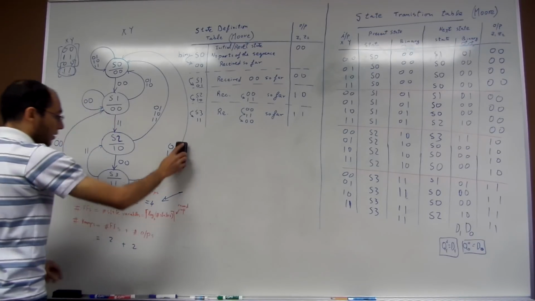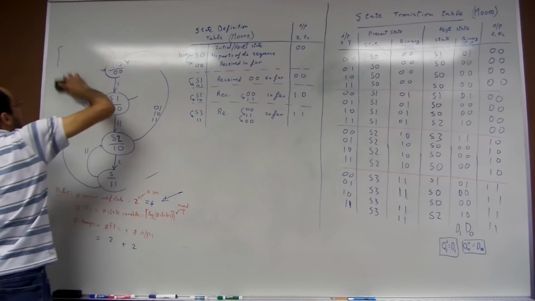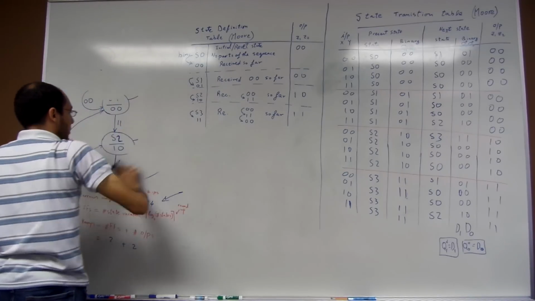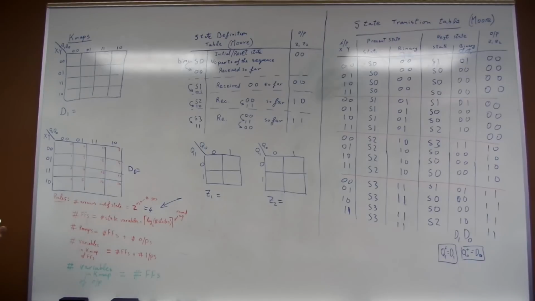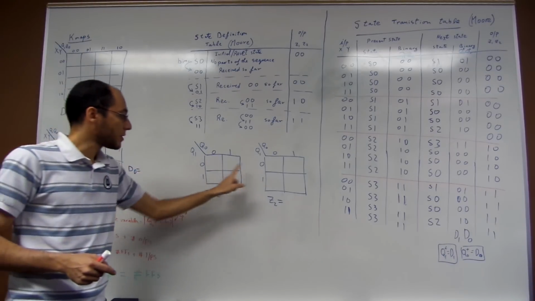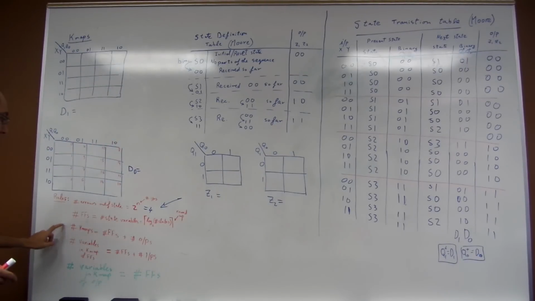Okay, let's erase this. We do not need this information anymore. We already have the information in the state transition table. So after drawing the K-maps, we have drawn 2 K-maps for the flip-flops, flip-flop inputs D1 and D0, and we have drawn 2 K-maps for the outputs Z1 and Z2. Number of K-maps equals number of flip-flops plus number of outputs.